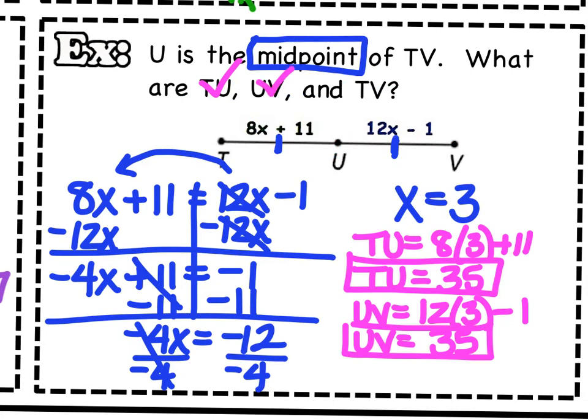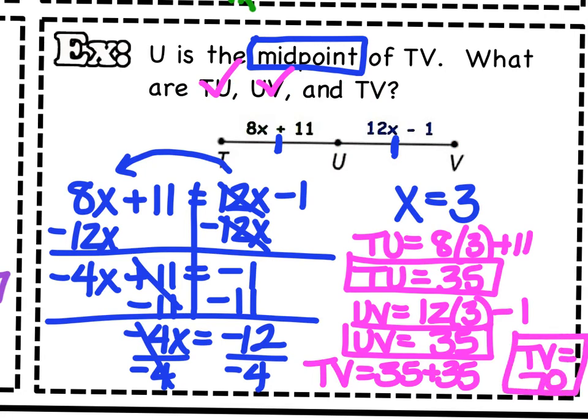Now, I'm going to go ahead and check UV off because I found UV. Now, the last thing that we're asked to find is the length of TV, which is the entire segment here. Now, that piece is the total of these two values right here. So in order to find TV, I want to add the 35 plus 35. So I know that TV is equal to 70 units. And I ran out of room there at the bottom. Sorry about that.